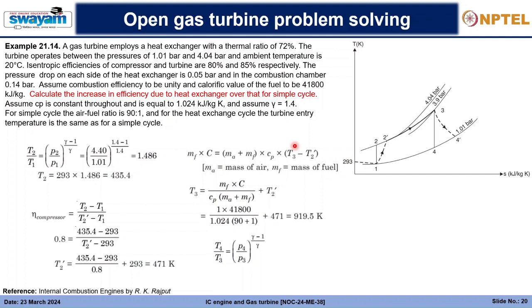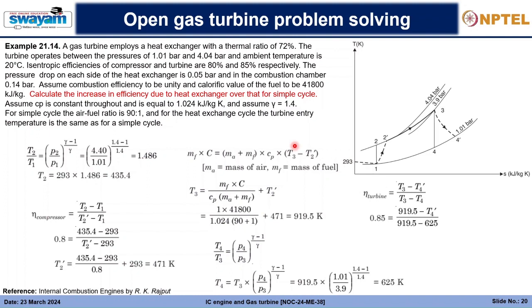So T4 by T3 equals P4 by P3 to the power gamma minus 1 by gamma, and T4 equals 625 Kelvin. Finally, the efficiency of the turbine is T3 minus T4 dash divided by T3 minus T4, and so T4 dash equals 669 Kelvin. In calculating this, we have taken the value of the pressure P3 to be 3.9 bar, not 4.04 bar, because we had to account for the loss in the pressure in the combustion chamber. So that is T4 dash.